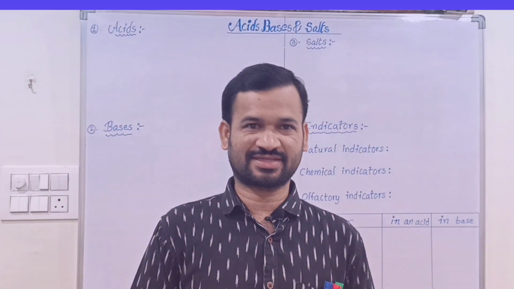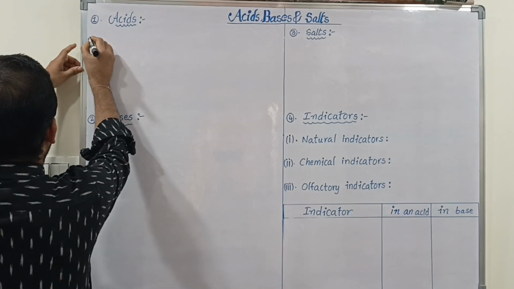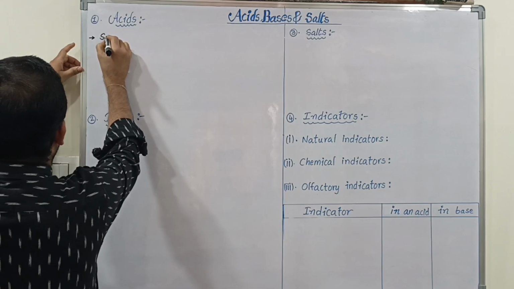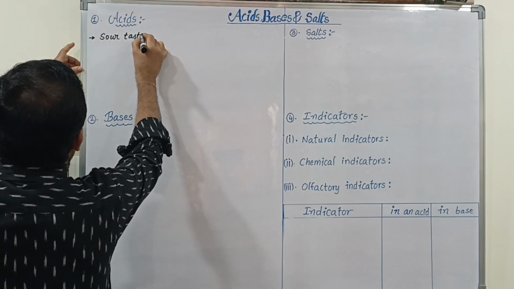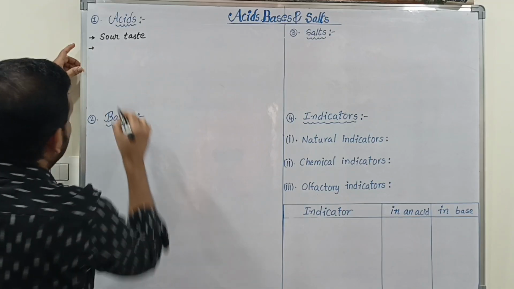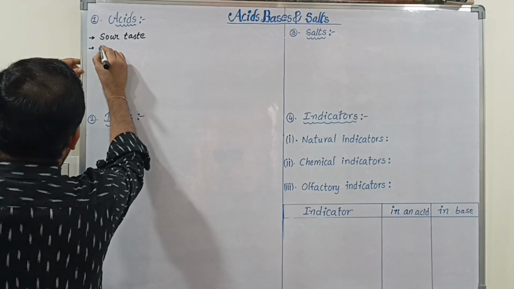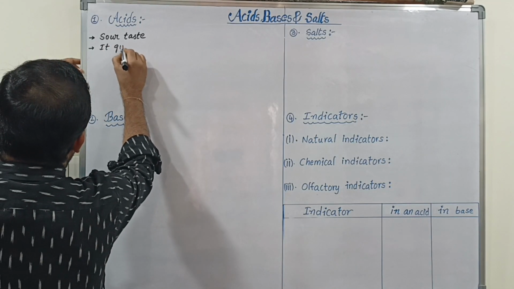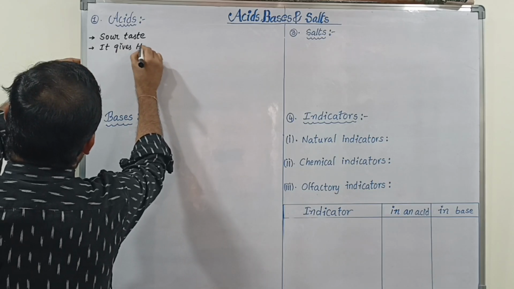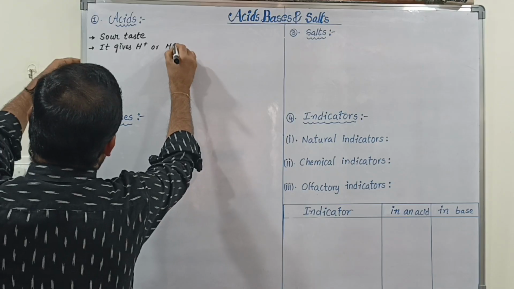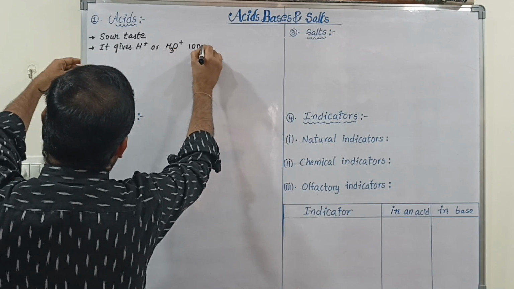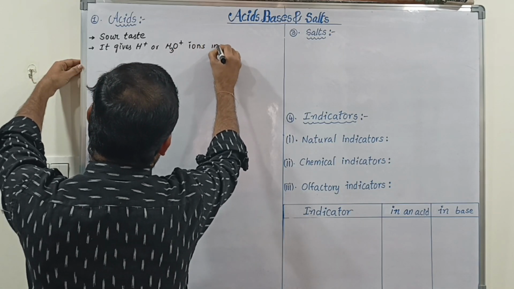So in this lesson we will discuss acids. Acid means a sour tasted substance, and it gives H plus ions, or H3O plus hydronium ions, in the water.